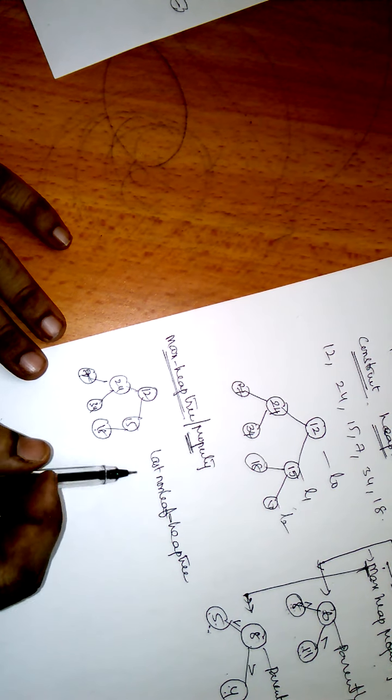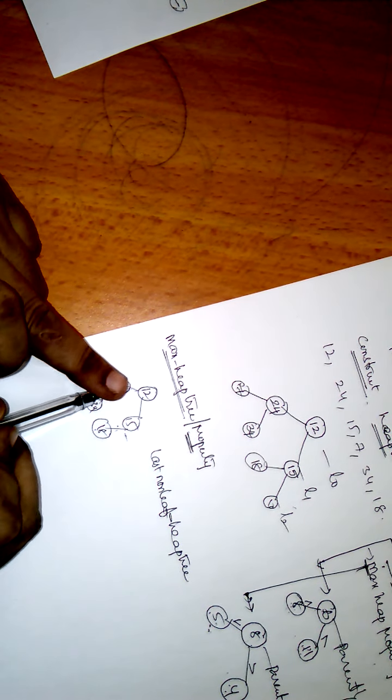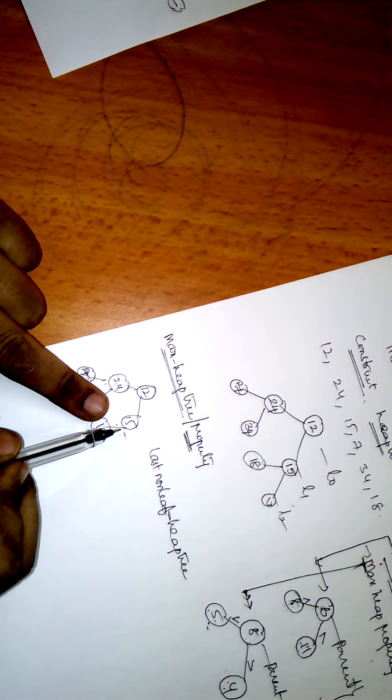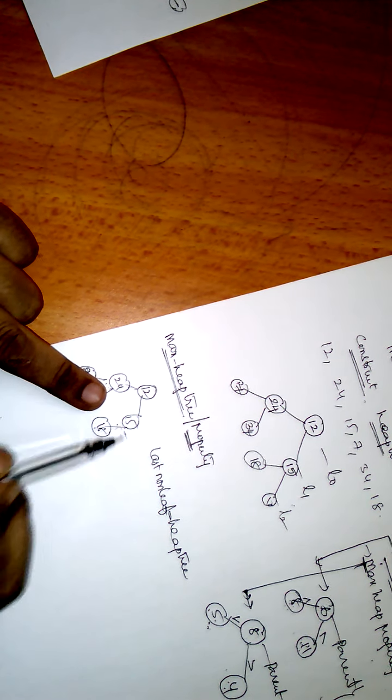Here 7, 34 and 18 are leaf nodes. And what are the non-leaf nodes? 24 and 15. What is the last non-leaf node? 15 is the last non-leaf node. Why? We arrange the left subtree first, then the right, so we say 15 is the last non-leaf node.